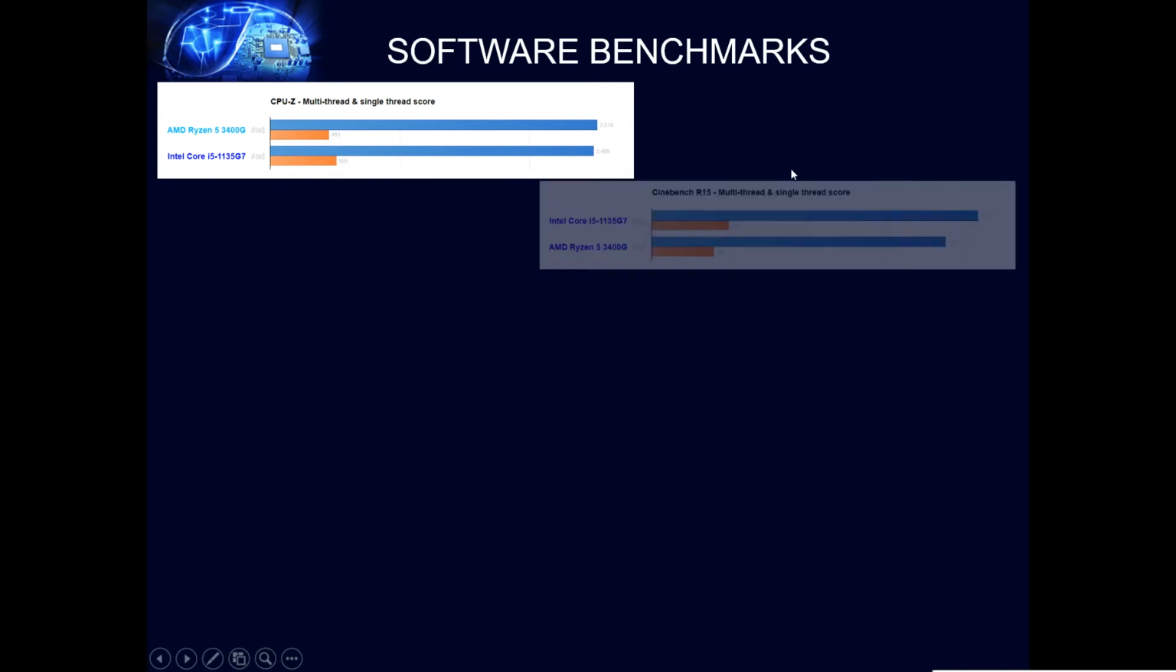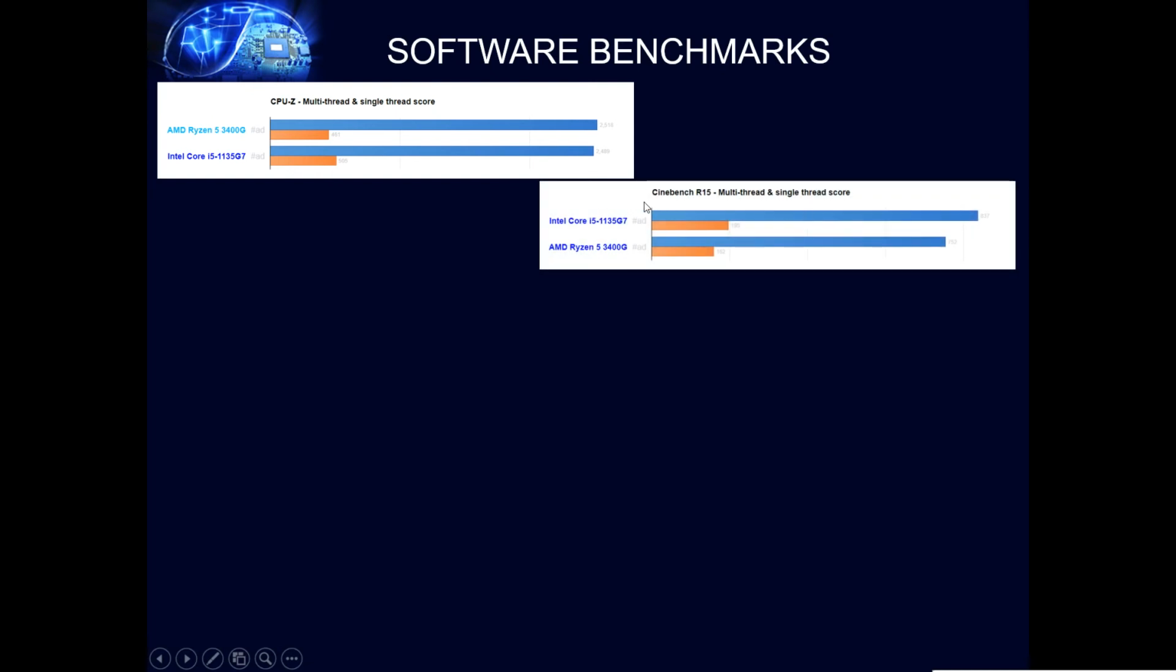Here we have next the software benchmark. First, CPU-Z multi-thread and single score. Here we can see that Ryzen is leading in multi-thread with 2,518, while Intel Core has 2,489. But in single thread, Intel Core has a lead with 505 and Ryzen only 461.